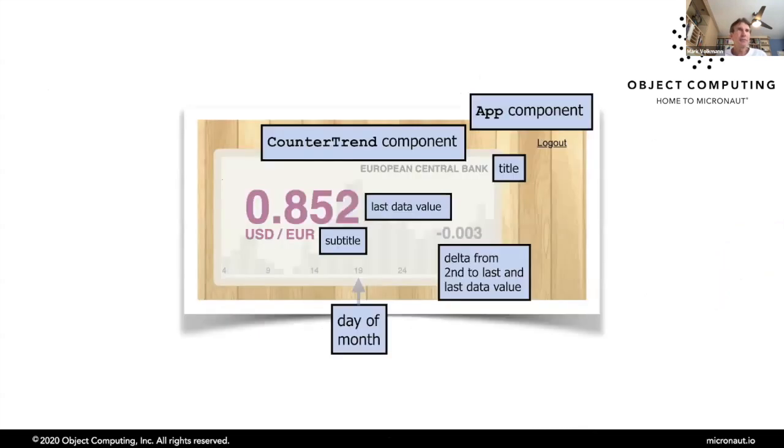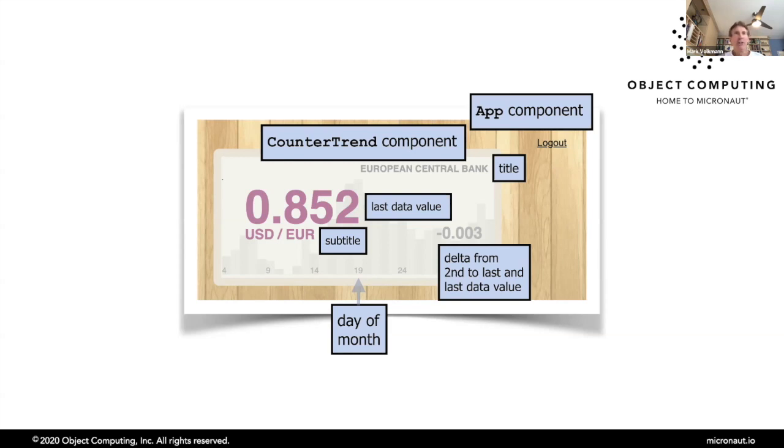Okay, next slide. So this is the component that we implemented for the application that Sergio described. So the outermost component, the app component, is in charge of rendering everything. And mainly what it's rendering is that logout link in the upper right corner, and then the counter trend component. And the counter trend component has a few parts to it. There's the title at the top. There's the last data value. And so what we're showing here are exchange rates between US dollars and euros. And so in big numbers there, it's showing the last data value. Then there's a subtitle under that to explain what it is that we're showing.